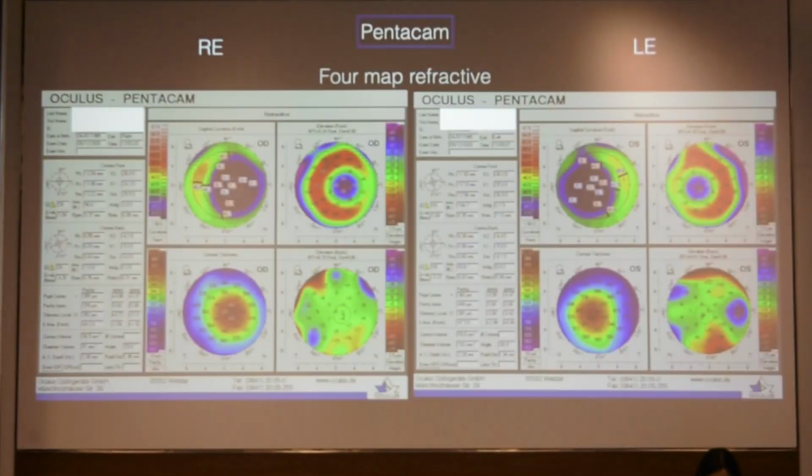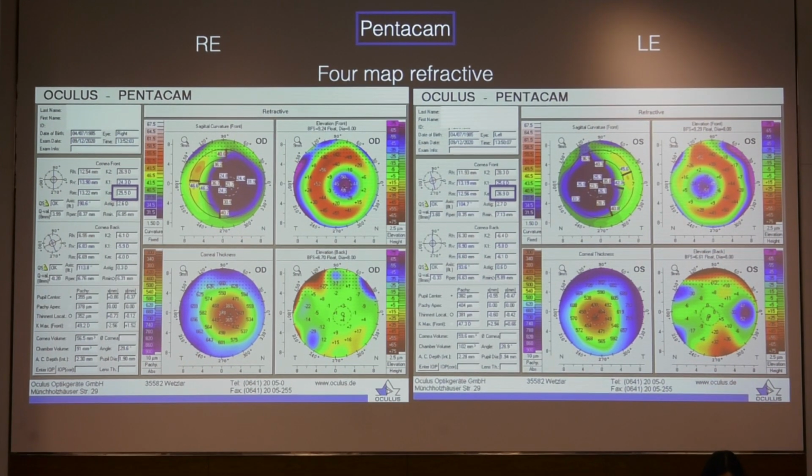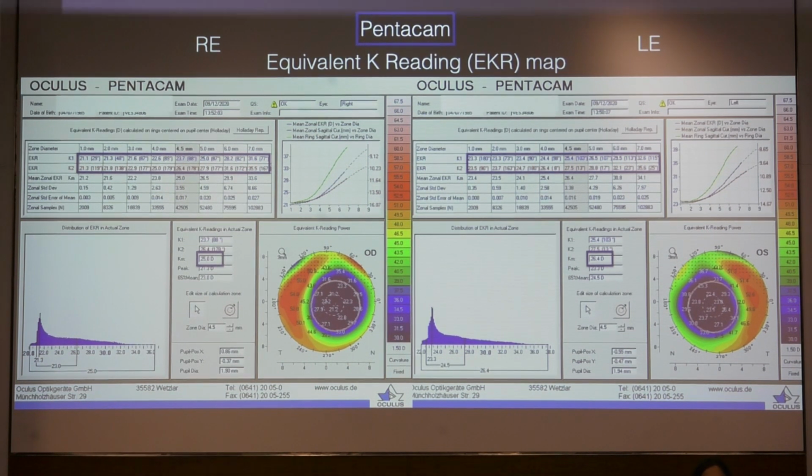And what is really surprising here is just see how flat the cornea is. So you see keratometry K-mean values of about 25, 26. When you look at the EKR map again, you can see in some of the zones values as low as 21, 22 diopters of keratometry.